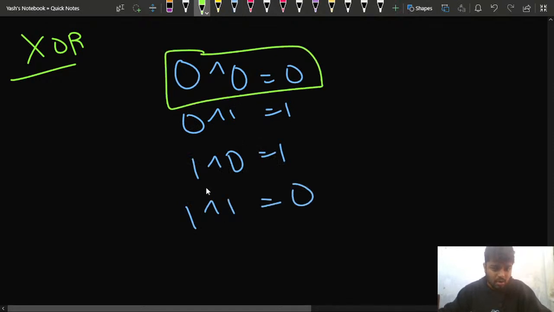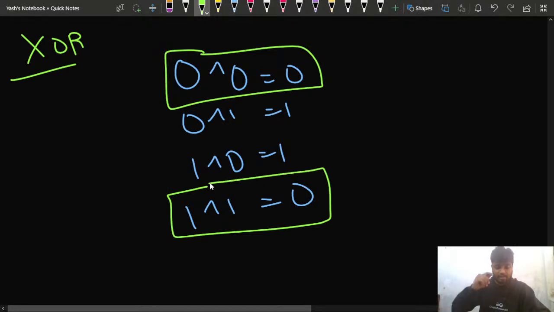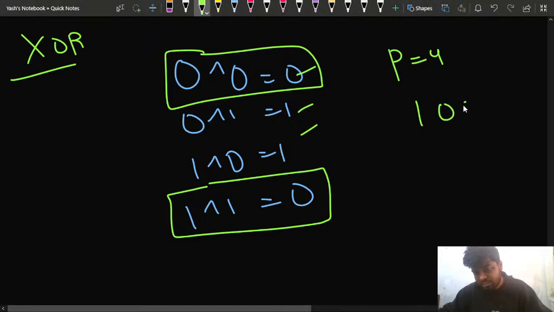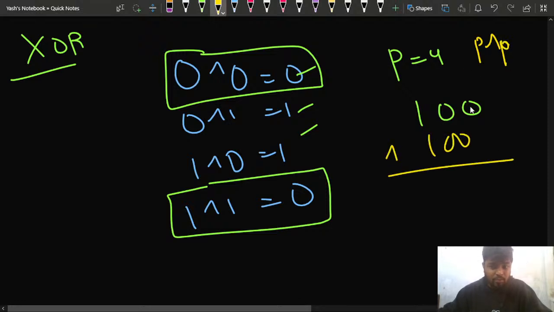0 XOR 0 is 0, and 1 XOR 1 is 0. So if the same bits are getting XORed, the answer is 0, right? Or you can say it is getting neglected. And if different bits are getting XORed, I am getting 1. So if I have a number p, let's say the value of p is 4, its binary representation would be 100, right? And if I do p XOR p, that is 4 XOR 4, so 100 XOR 100 in terms of binary representation, this would give me nothing but 000.